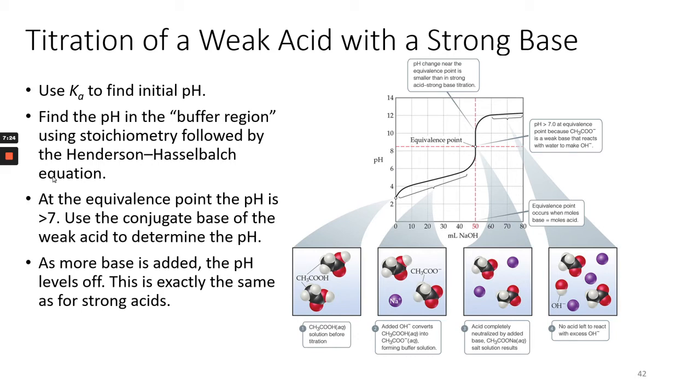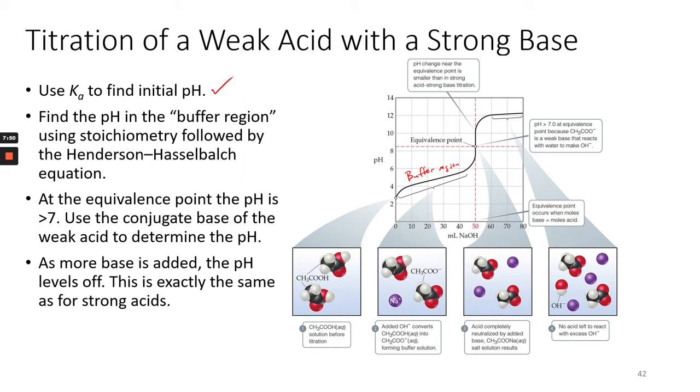So here it's breaking it up into the sections. So what do we have to do here? So we're going to use Ka to find our initial pH. Then this region here is called the buffer region. And you're going to use stoichiometry and the Henderson-Hasselbalch equation to solve for pH in this region here.